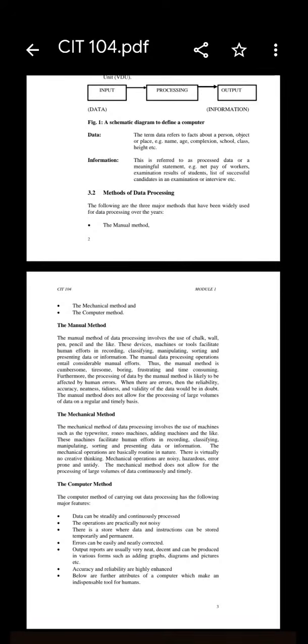Furthermore, the processing of data by the manual method is likely to be affected by human errors. Because imagine you sorting like 1,000 files in a day. At some point, you will give up. Even though you are the boss, you will give up at some point. 1,000 files a day, what will you finish? So that you are prone to error.